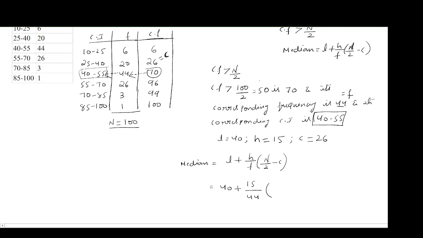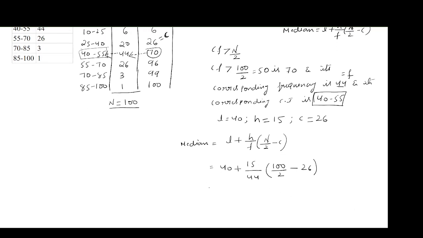N by 2 value, if you want, you can write directly 100 divided by 2, or directly you can write the value I already got, 50. So n is 100 divided by 2 minus c is 26. Now my next step is to first solve the bracket. So 40 plus, you can divide this since it is a different term, 15 divided by 44 is 0.34 into 100 divided by 2 is 50 minus 26.